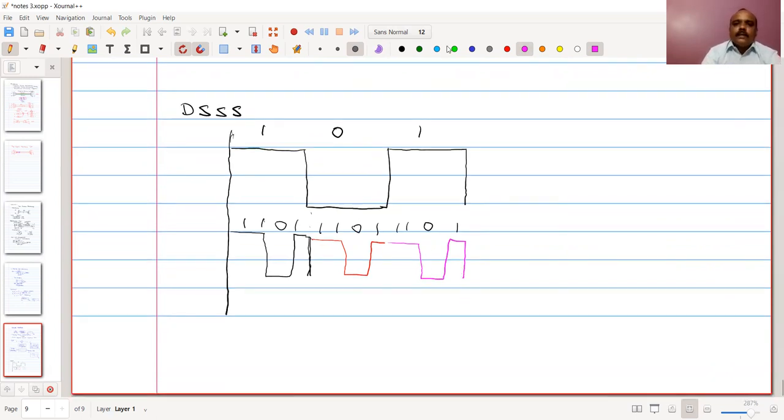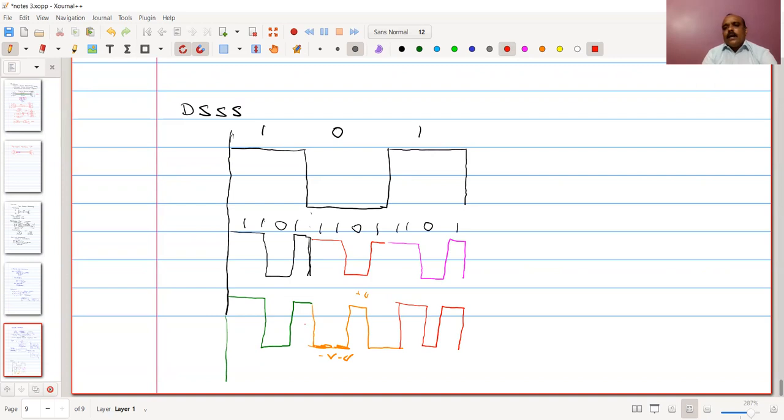Now what we do in this technique is we multiply these two sequences, this with this. When I multiply, I'm going to get the same information. Now when I multiply this with minus V volts, I'm going to get the inverted sequence. So this one will become minus V, and the zero will become plus V. We see that using such kind of coding, we are able to modulate. So again, I'm having one, so I'll get this waveform like this. This is my data, which is being spread.